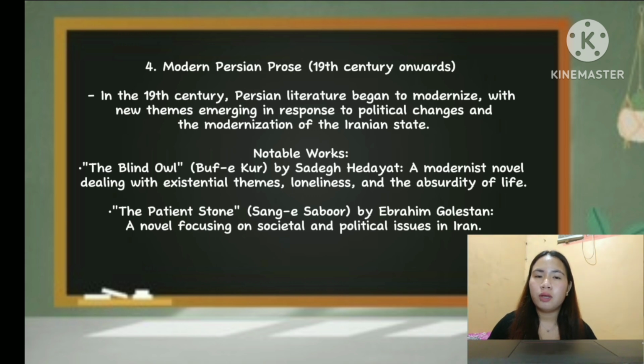So, in the 19th century, Persian literature began to modernize, with new themes emerging in response to political changes and the modernization of the Iranian state. So, the notable works of these periods are The Blind Owl or Buf-e Kur by Sadegh Hedayat, a modernist novel dealing with existential themes, loneliness, and the absurdity of life. Next, we have The Patient Stone or Sang-e Sabur by Ebrahim Golestan. It is a novel focusing on societal and political issues in Iran.